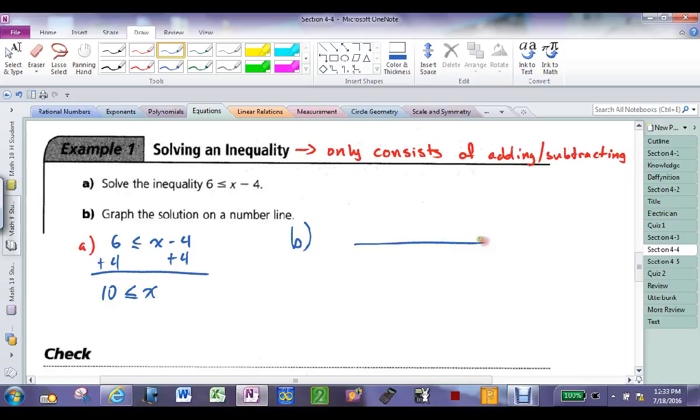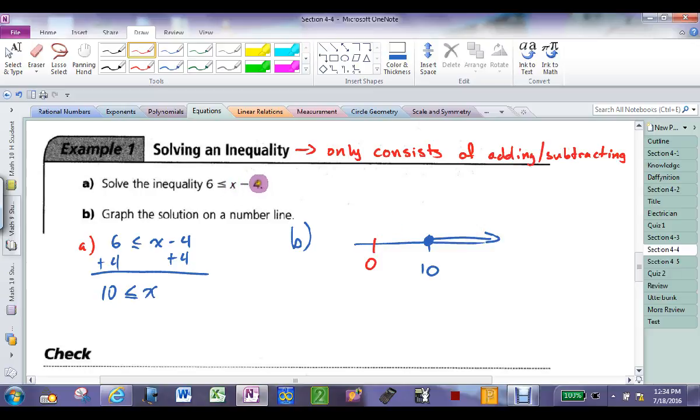What's the only number that matters? 10. Now, is 10 included? Yes. How do you know? Because of the symbol. It's got the right symbol, so we color it in. Now, where does the arrow go? It goes right, but it points left. The letter is first. Whatever you need to remember. I like to remember it the way I told you, and I like to do a checkpoint.